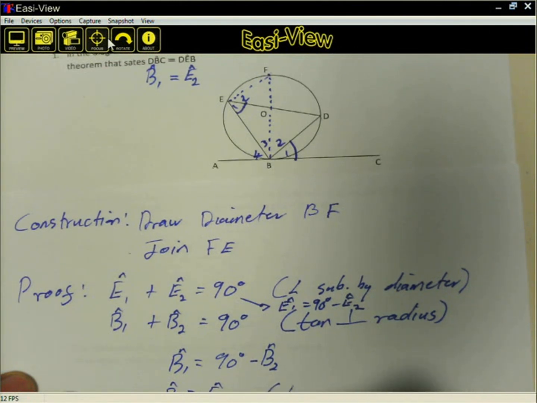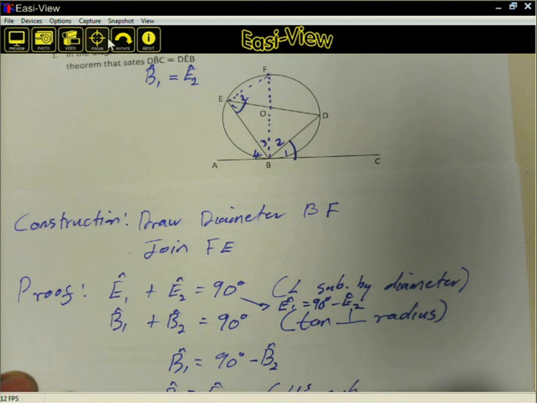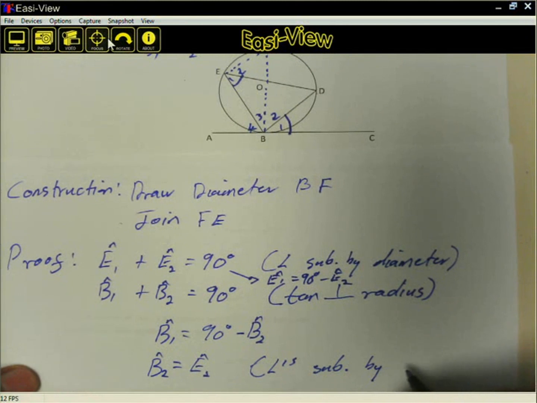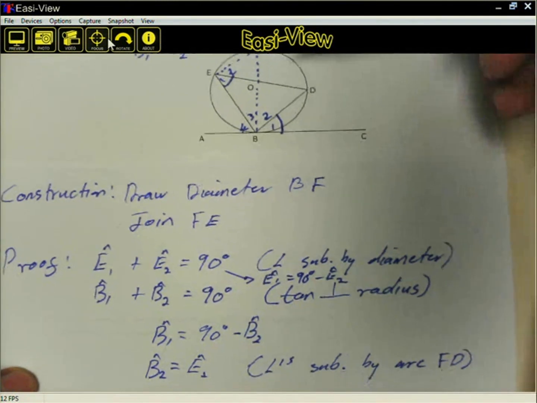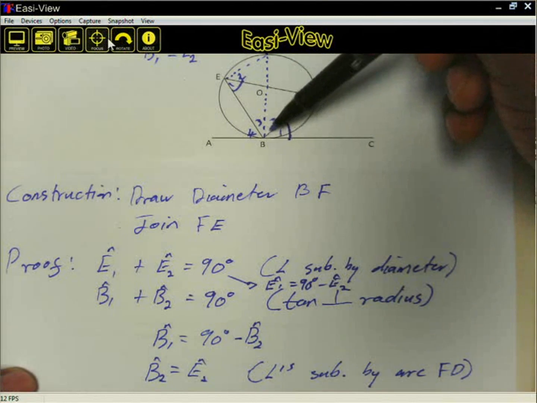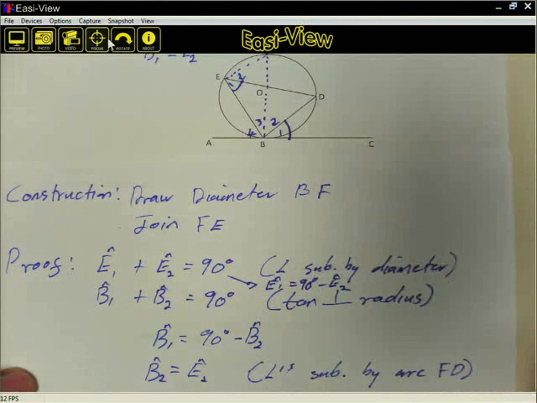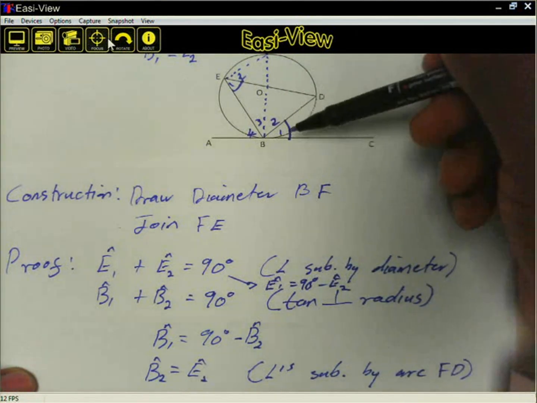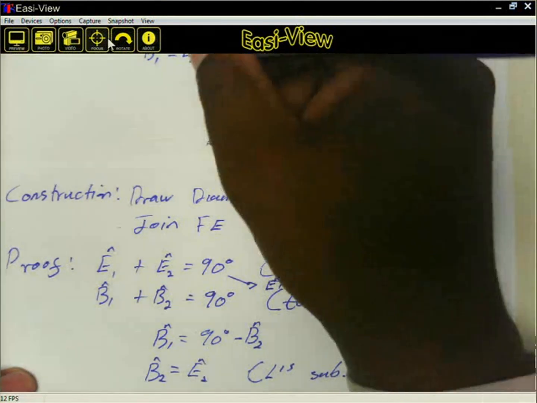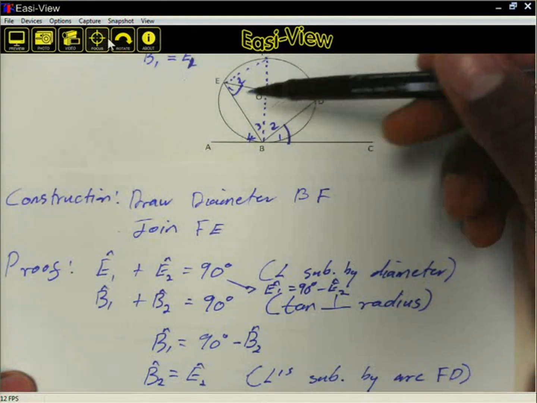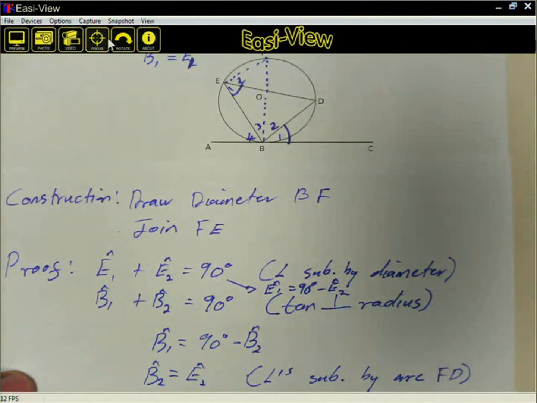Why? Those are the angles subtended by arc FD. Check arc FD. FD subtends B2, FD subtends E2. Remember, what do you want to prove? You want to prove that angle B1 is equal to angle E1. That is what you want to prove.